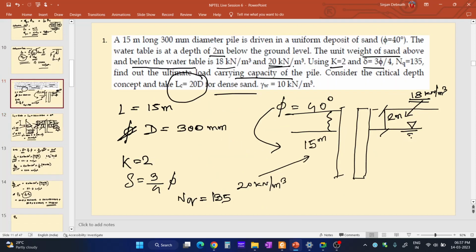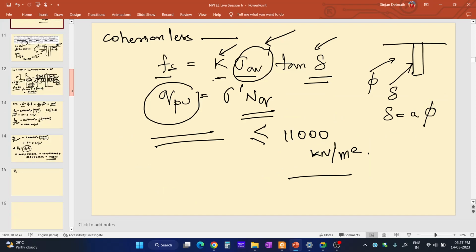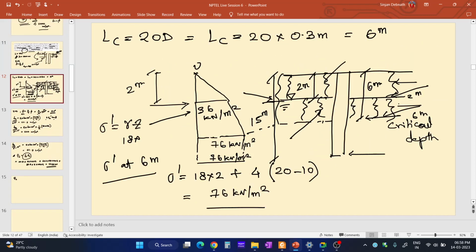So what will be the end bearing part? This is sand, right? This is a cohesionless soil. So QP equal to sigma dash NQ. So what is the overburden pressure at the tip of the pile over here? It is 76, right?